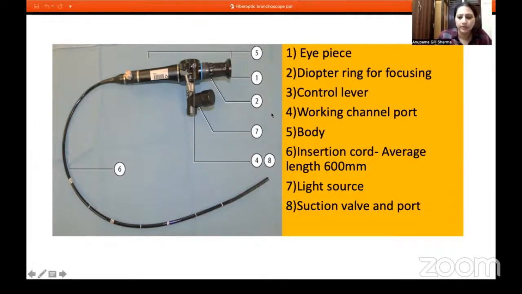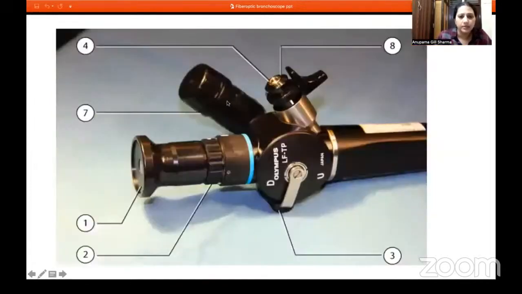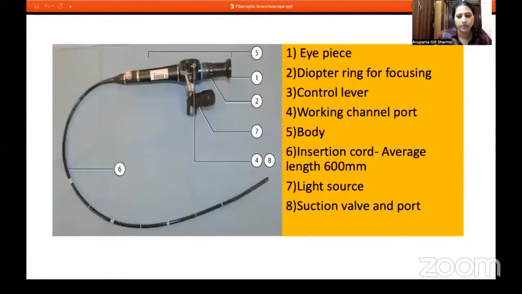This is the control lever. Here is the control lever through which the tip of the fiber optic scope is moved up and down. I'll also show you later. Then there is a working channel or the working port through which the suction can be applied. The drugs can be instilled, like in a spray-as-you-go technique if you want to instill the local anesthetic. Also, various drugs can be given through it. Oxygen also can be given through this port.